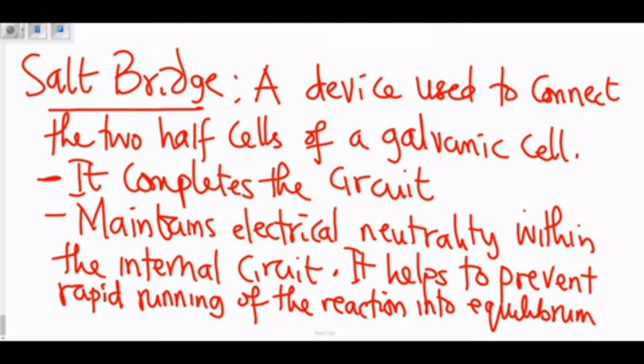All right. So this is the function of the salt bridge, a device used to connect the two half cells of a galvanic cell. It completes the circuit. It maintains electrical neutrality, so that this system does not reach equilibrium quickly. Because when it reaches equilibrium, it means the reaction just stops. The rate of the forward and the rate of the reverse reaction will now be equal. This will affect the state of our galvanic cell.